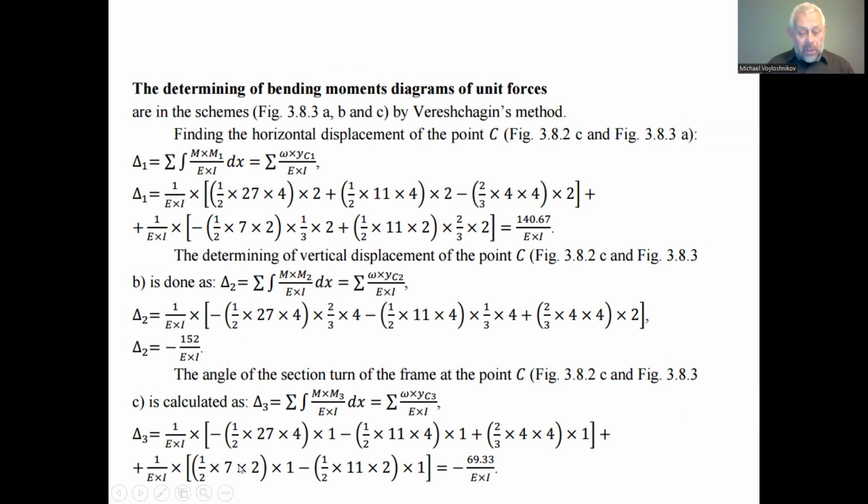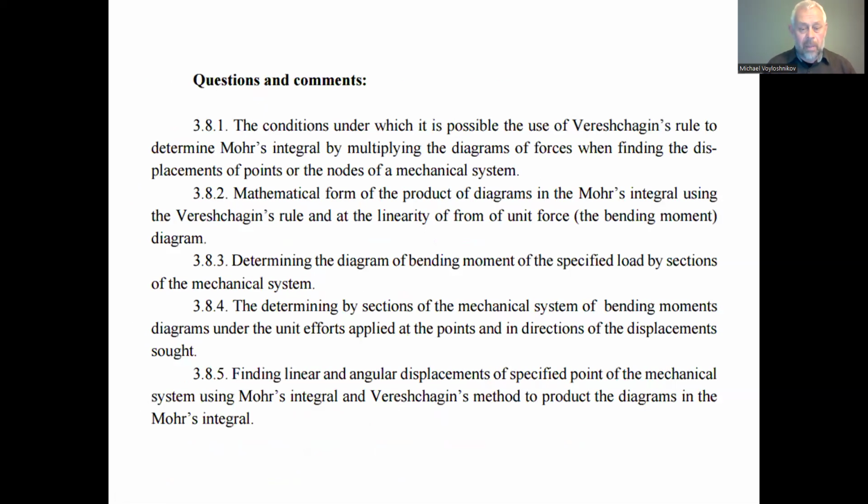And after calculation, we have that the angular displacement of the point C is minus 69.33 divided by the characteristics of the rigidity of the transverse section of the elements of the mechanical system: elasticity modulus and moment of inertia of the transverse section of the elements of the mechanical system.